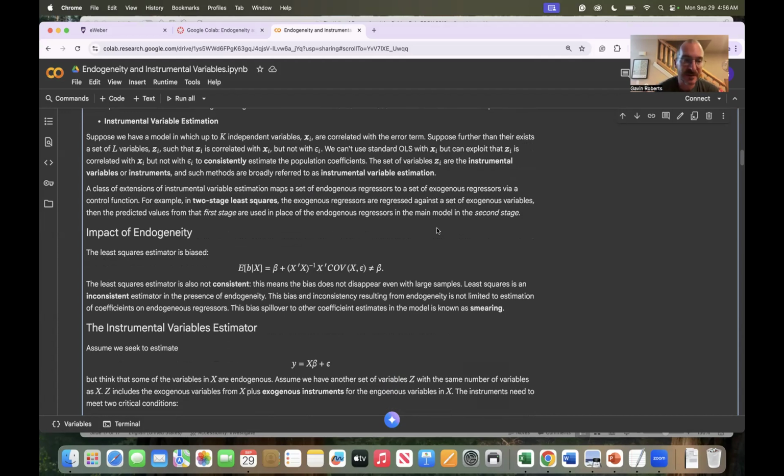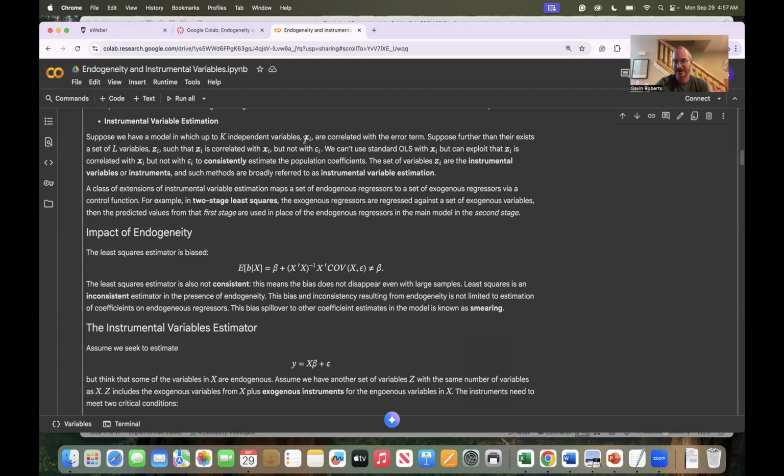Suppose further that there exists a set of L variables, so some other number of variables, and we'll call these Zi. These variables are correlated with our independent variables that we're interested in, but are not correlated with epsilon. So if these were our variables, then we would not have an endogeneity problem. But these are not our variables. We're just imagining that these exist.